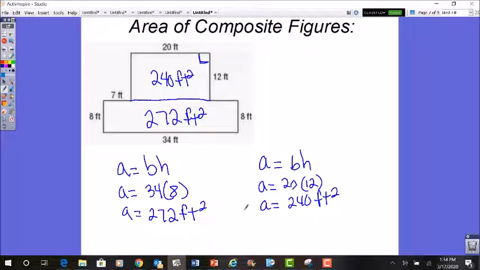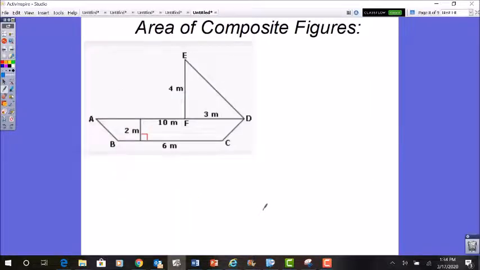Alright, so now what I have to do is add those two areas together, my 240 and my 272. We'll add those two areas together, so we get 512 feet squared. This will be our last one, okay?